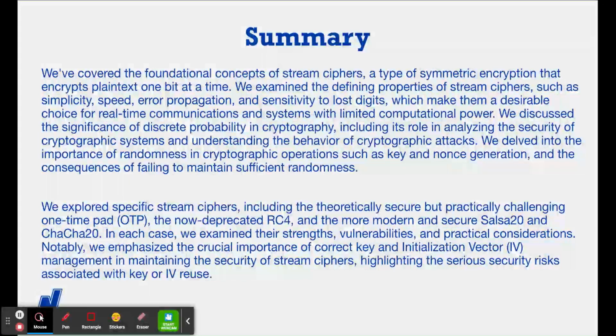Okay, perfect. We've come to the end of all of this. Here's a quick summary of everything that we've talked about in this PowerPoint. This is part two of week three's lecture. If you haven't watched part one yet, I highly advise you to watch it. It talks about discrete probabilities, and this one focuses more on stream ciphers. If you have any questions or concerns, please feel free to reach out. But with that, we are done with week three.